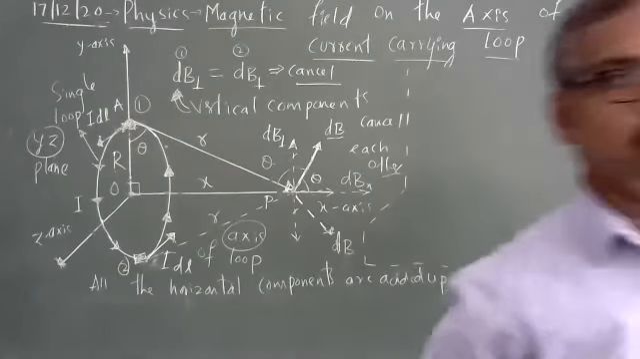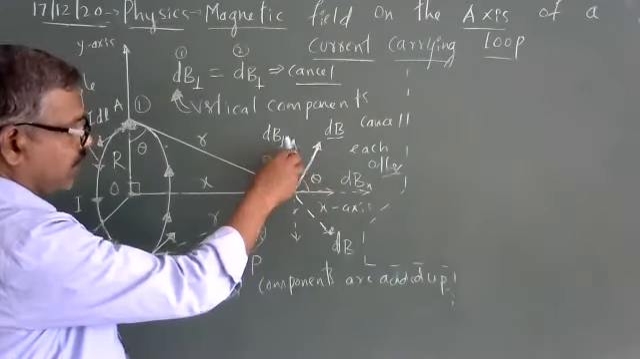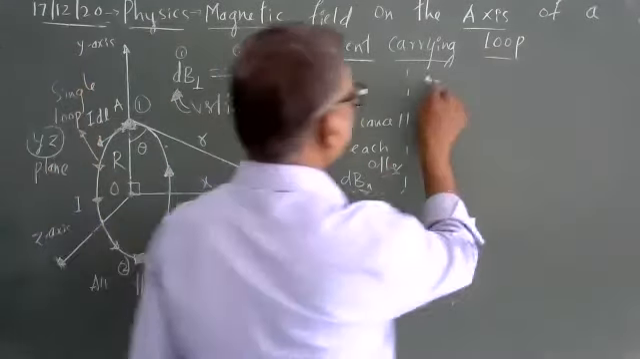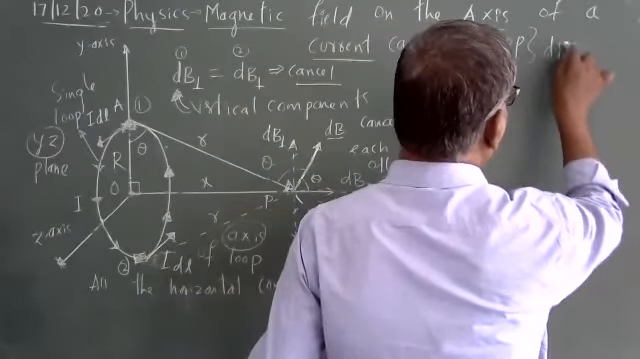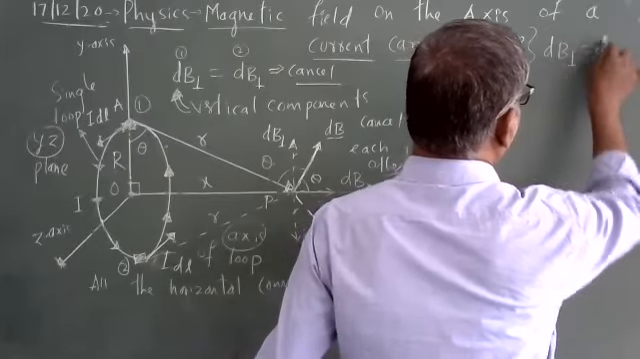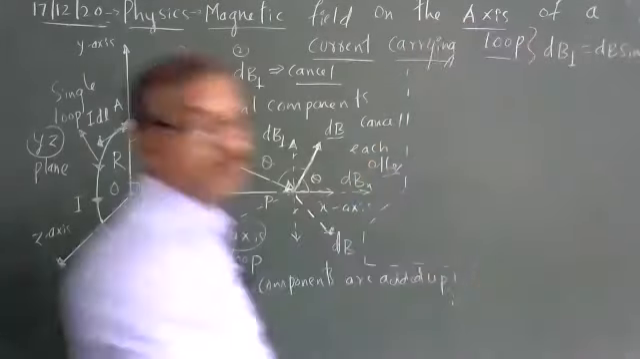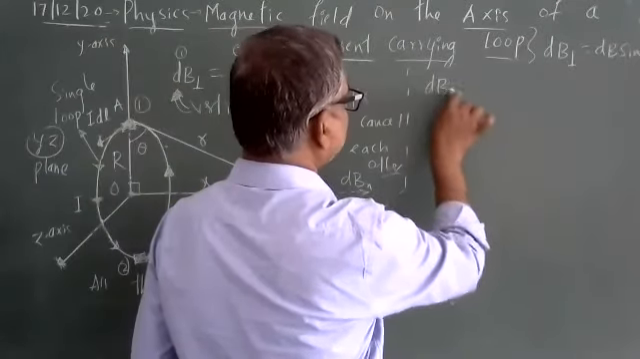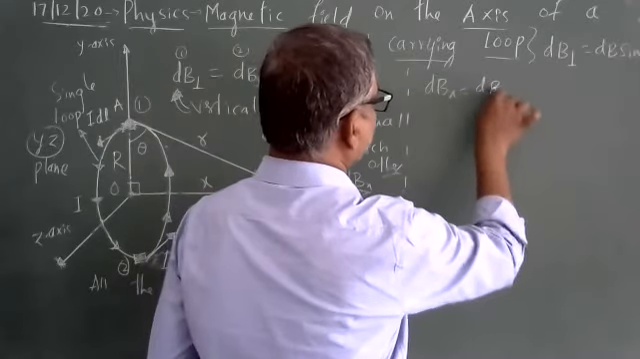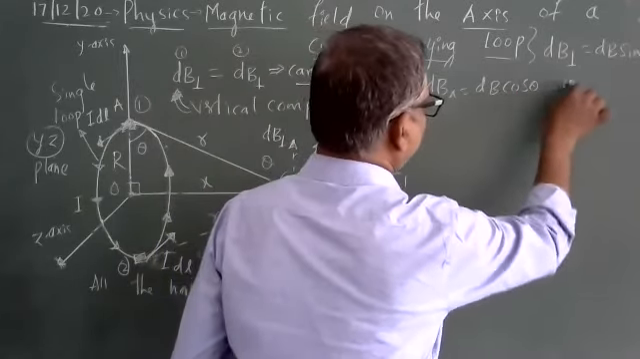As I said, the whole elemental magnetic field dB is divided into horizontal and vertical components. The vertical component is dB perpendicular equal to dB sin theta. The horizontal component is dBx equal to dB cos theta. Call it equation 4.